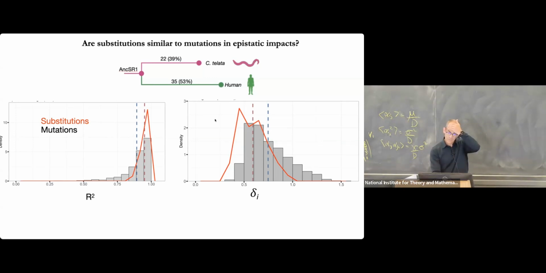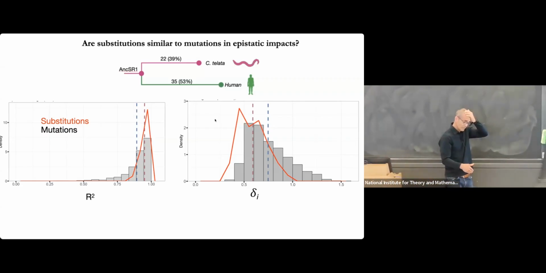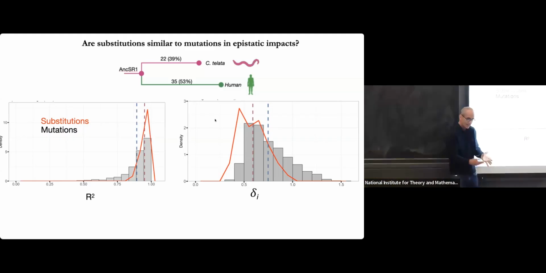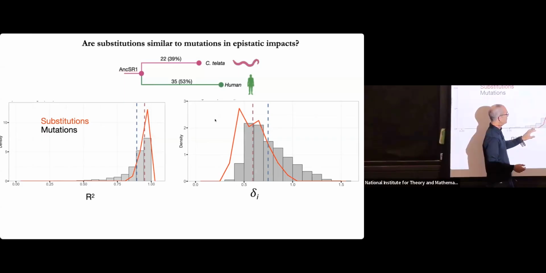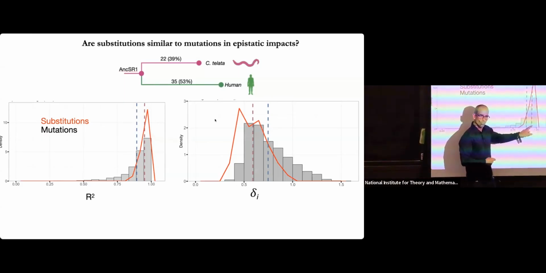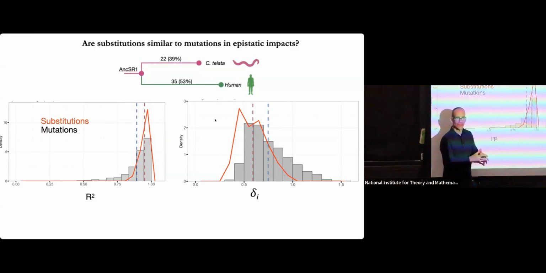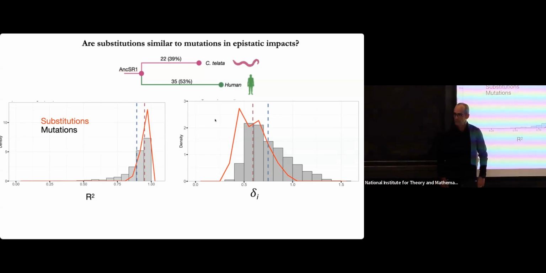What about the difference between substitutions and mutations? So before I showed you how the effect of substitutions differs from that of mutations, reflecting purifying selection. But this is how epistatic are the substitutions that occur during history. Gray are all mutations, red are substitutions. These are weaker epistatic modifiers than the set of all possible mutations. So evolution is enriching for weak interactions and depleting for strong interactions.